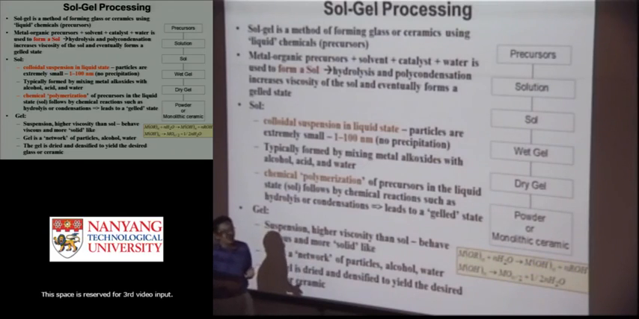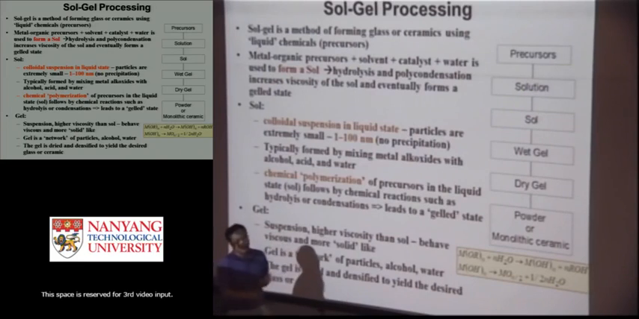When you add the water it decomposes and will form the metal hydroxide. However, metal hydroxide normally is not very stable. So in this case, it can lose water to form the metal oxide. From solution to sol, this stage really depends on how much water you added. If you add a very small amount of water, this will deposit in the solution and become a sol. In the solution, you will see particles. The particle size is less than 100 nanometers. So you form nanoparticles. When you look at the solution, it is a clear solution. But if you take the solution and put it in the SEM, you can see the particles.